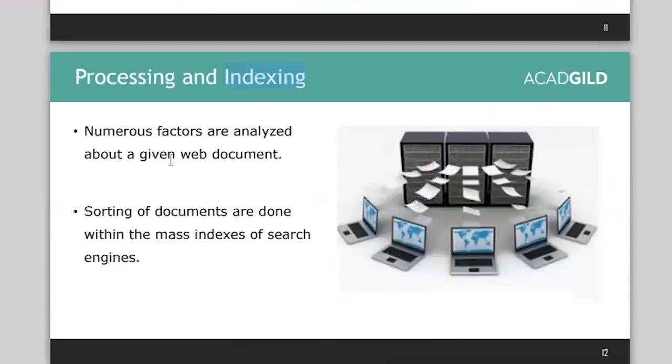Numerous factors are analyzed about a given web document. Sorting of documents is done within the mass indexes of search engines. It's sorting the websites. Now, since Google has stored millions and trillions of websites in the database, what would it do?